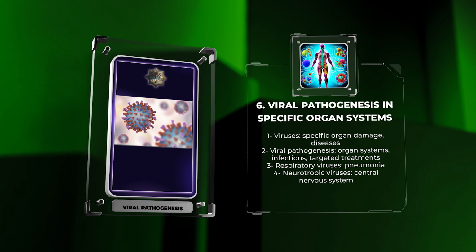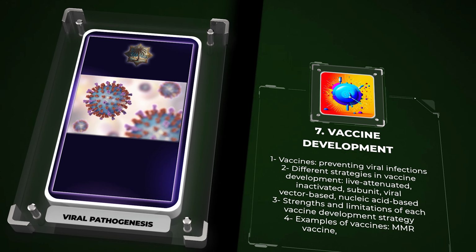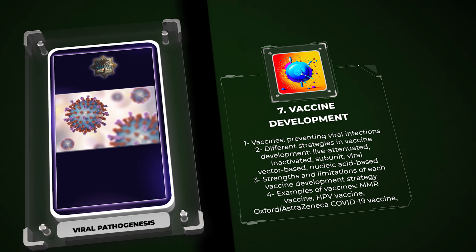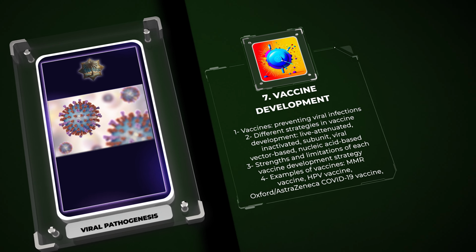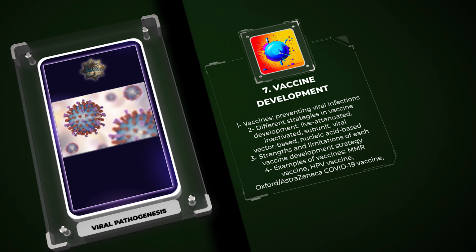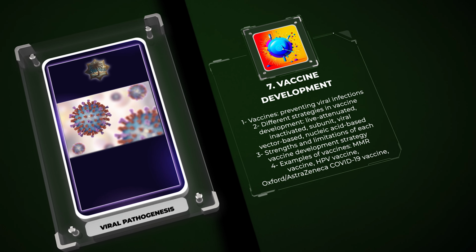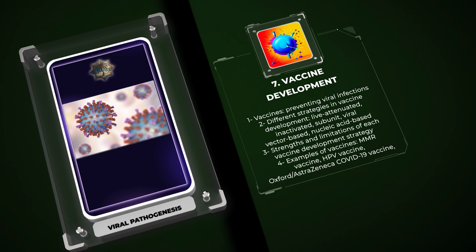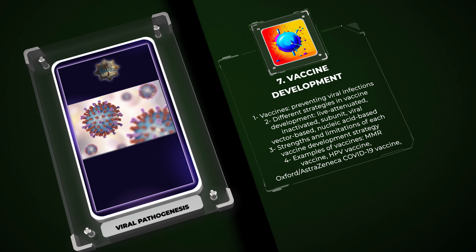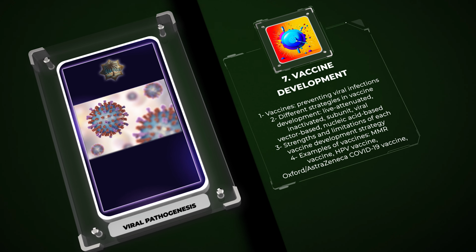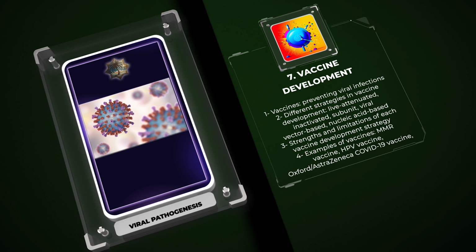Vaccines are important for preventing viral infections. Different strategies are used in vaccine development, including live attenuated, inactivated, subunit, viral vector-based, and nucleic acid-based vaccines. Each strategy has its strengths and limitations, and understanding them is essential for effective vaccination programs. Examples of vaccines include the MMR vaccine, HPV vaccine, Oxford/AstraZeneca COVID-19 vaccine, and mRNA vaccines.